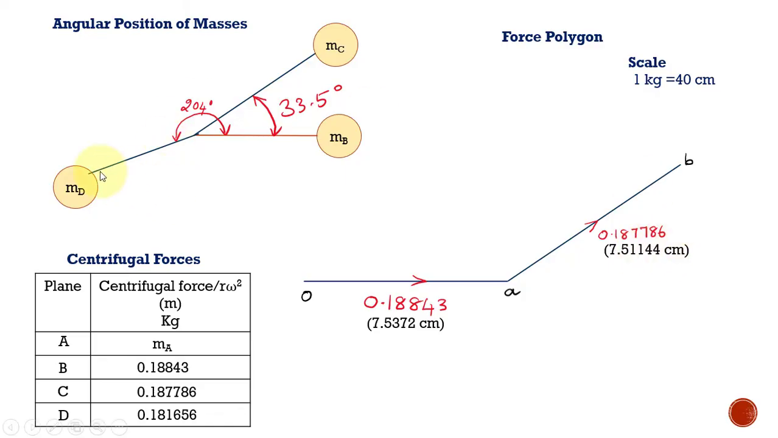Okay, so now let us consider this mass B. Its direction is here, so I'm going to construct a parallel line to that with a magnitude of 0.181656. In actual value I have taken 7.51144 centimeters.